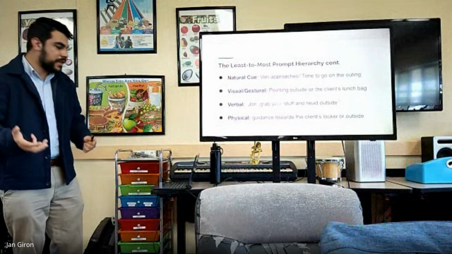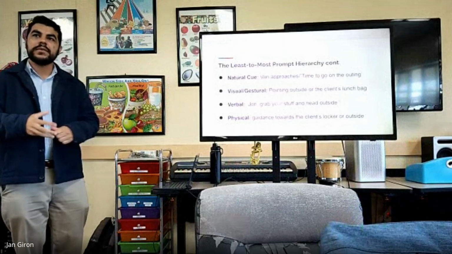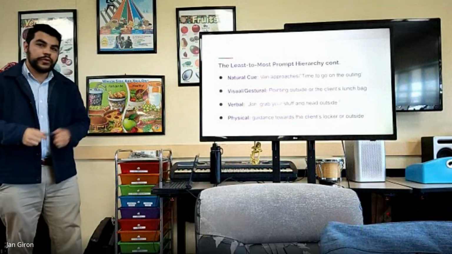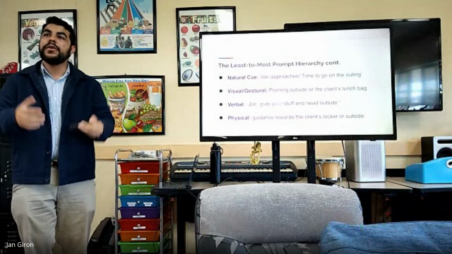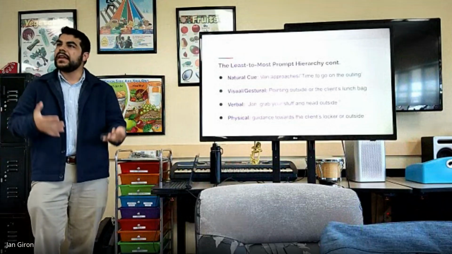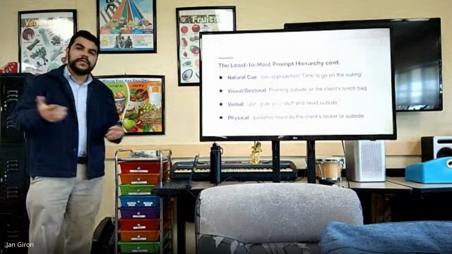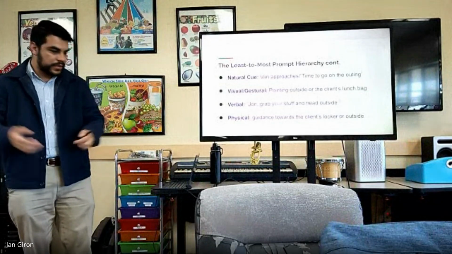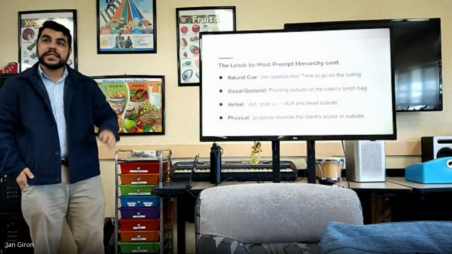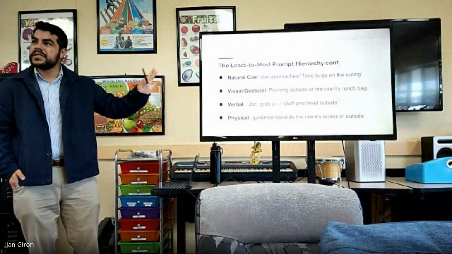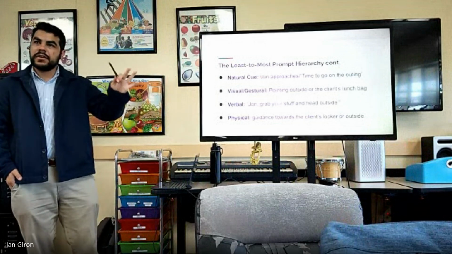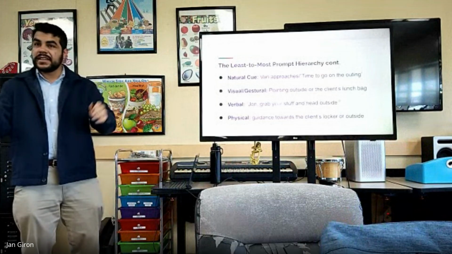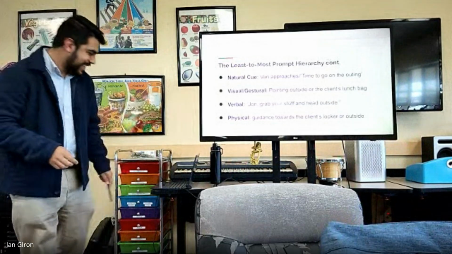Let's say they needed something a little bit more, so we can, of course, provide them with a gesture that, hey, it's outside. Verbal would actually be the instruction, it is time to get your stuff, and let's go on the outing. And then physical, again, would be to physically guide them to where they need to go to make that transition. But the idea with least to most is we begin with seeing how they respond to the naturally occurring cue, and then go from the least intrusive prompt to the most intrusive. But ideally, we never, ever go down here.